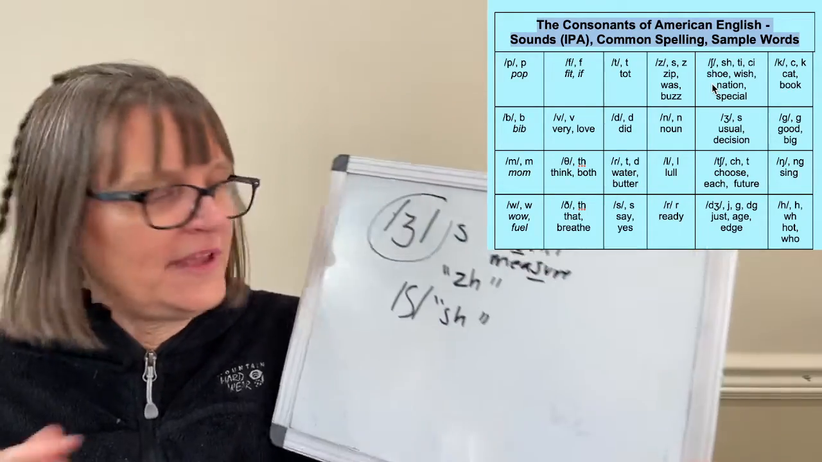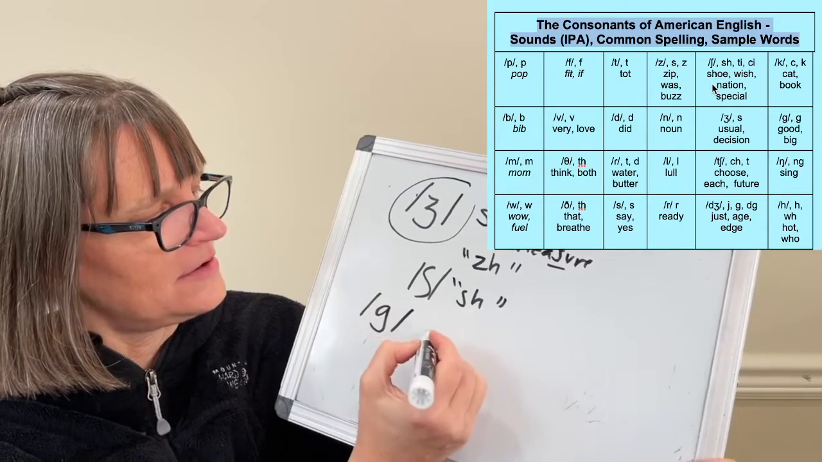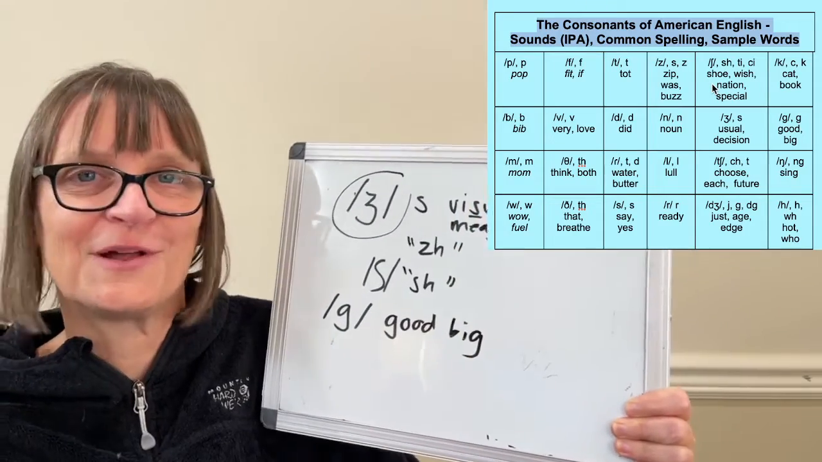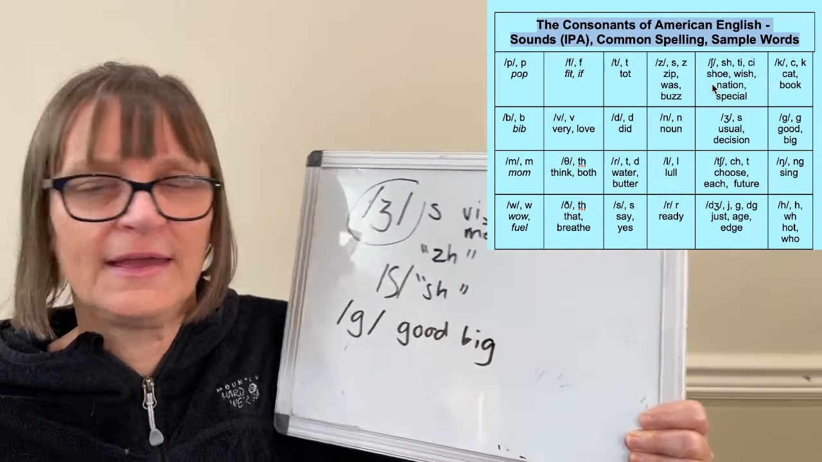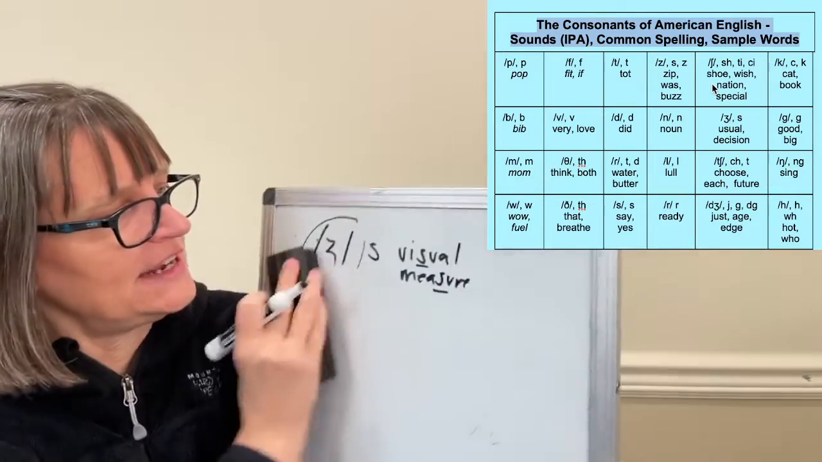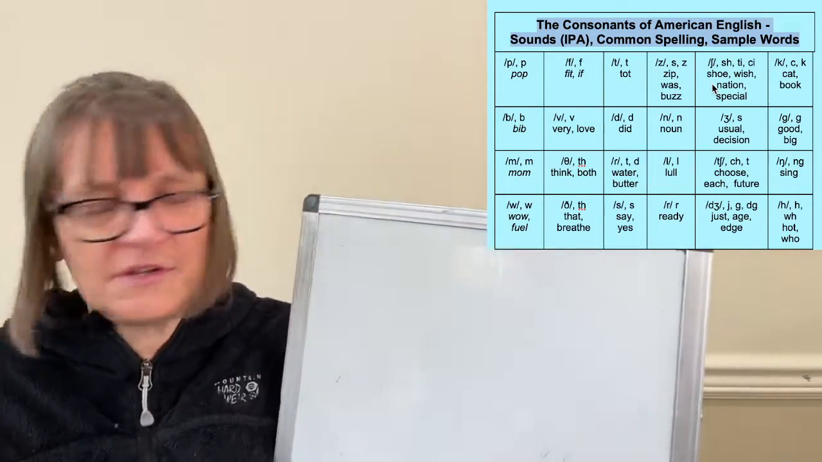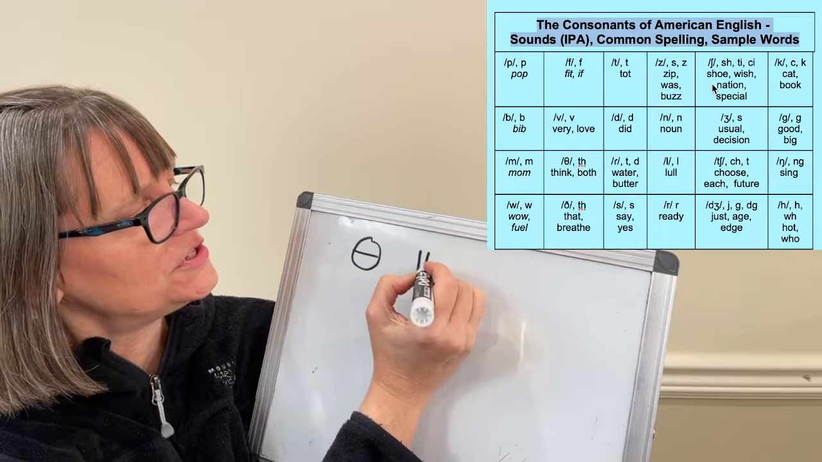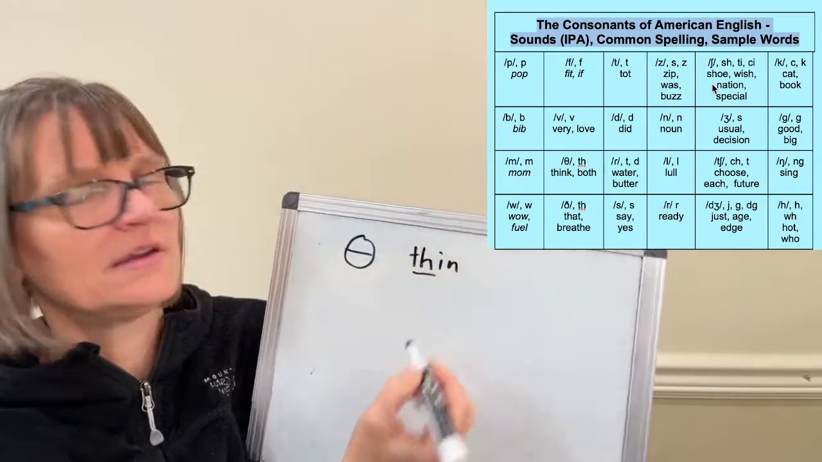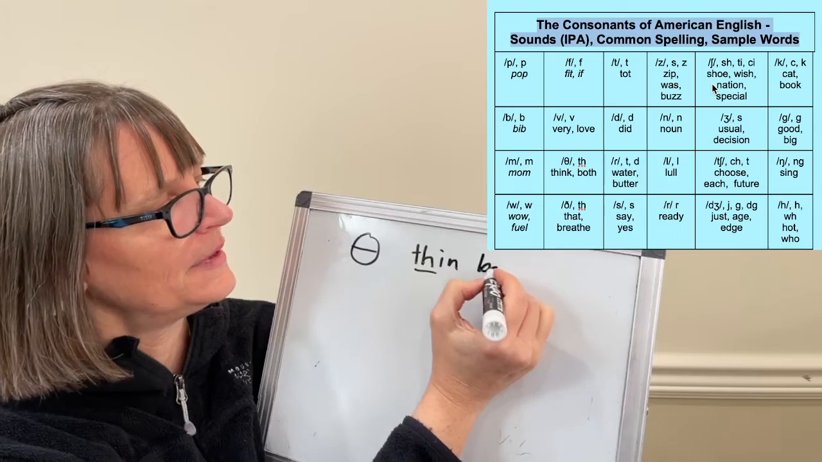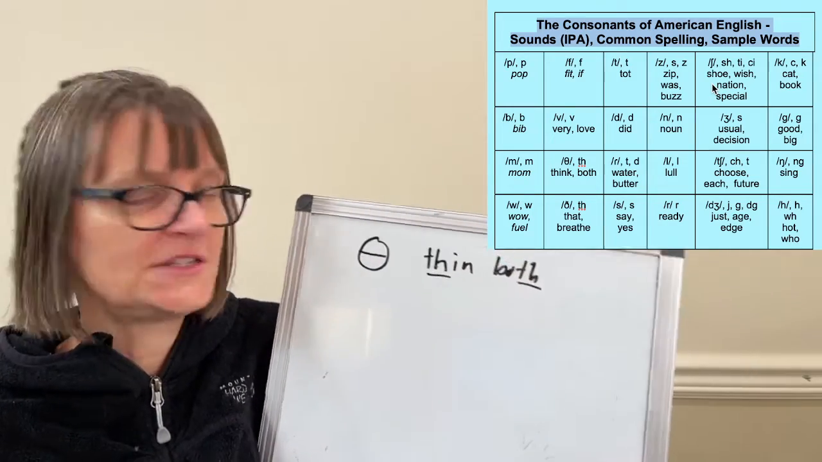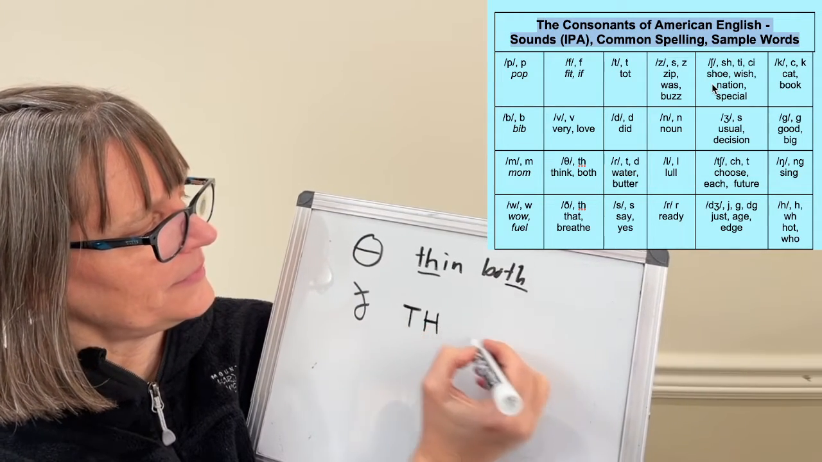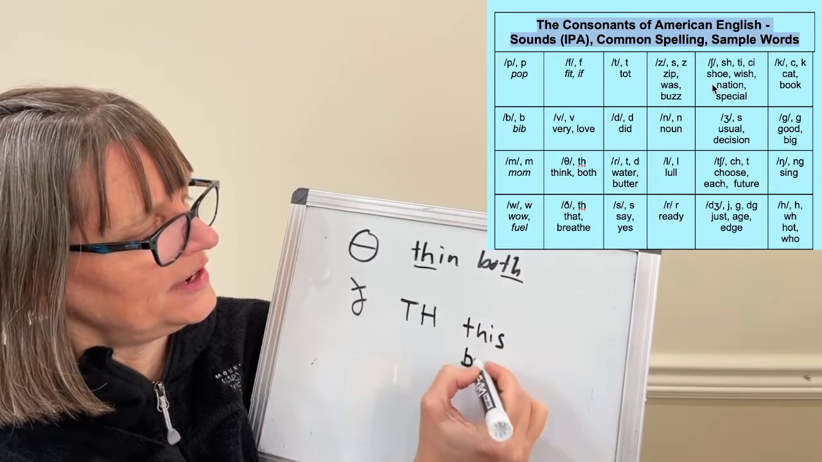Okay, and then we have the more straightforward g sound, like in good or big, typically spelled with letter G. Okay, moving on, let's look at our TH sounds. We have two different symbols. We have this one, which is in words like thin or both. That's a voiceless TH. And then we have the voiced TH, like in this or breathe.